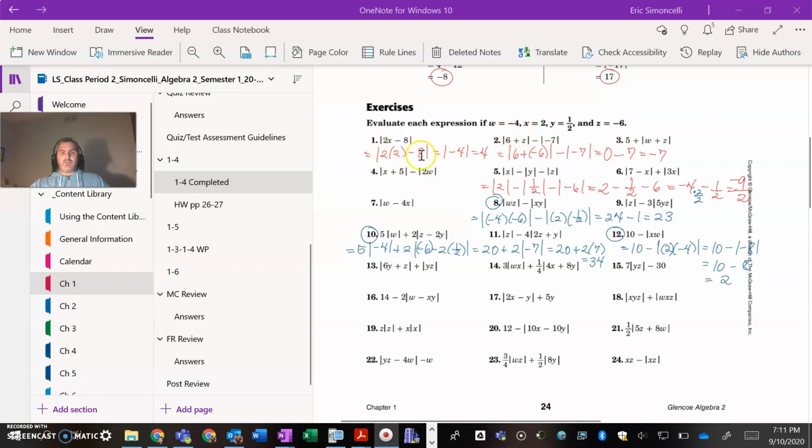They had absolute value. We've got 4 minus 8. Of course, the absolute value then of what? -4 simply is +4.